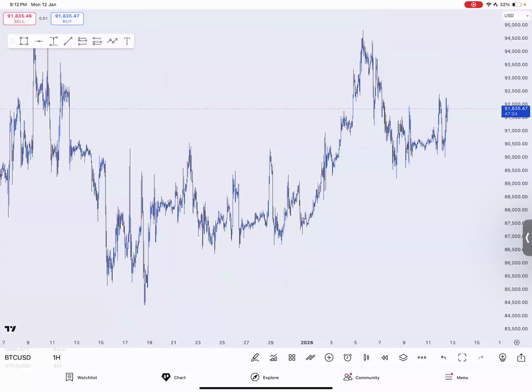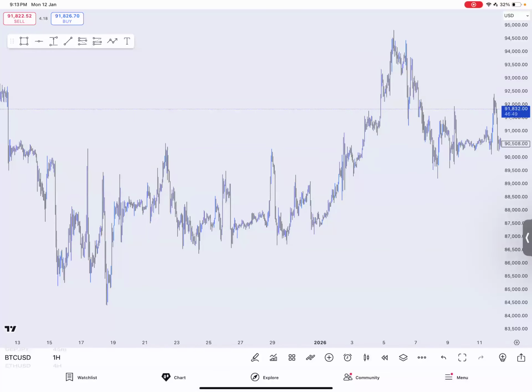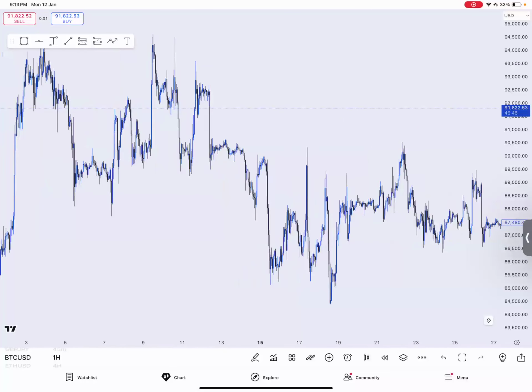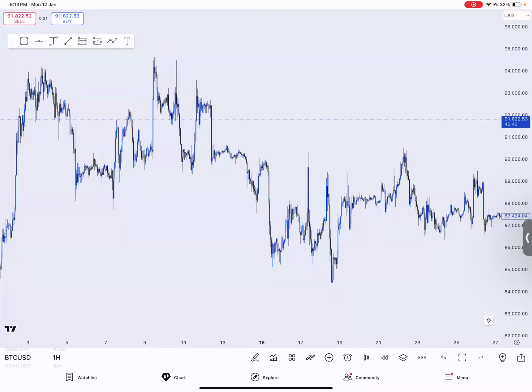First of all, the strategy that I trade all revolves around four key concepts: market structure, liquidity, point of interest, directional bias. These four concepts make up the strategies that I trade. So we're going to take it slowly.